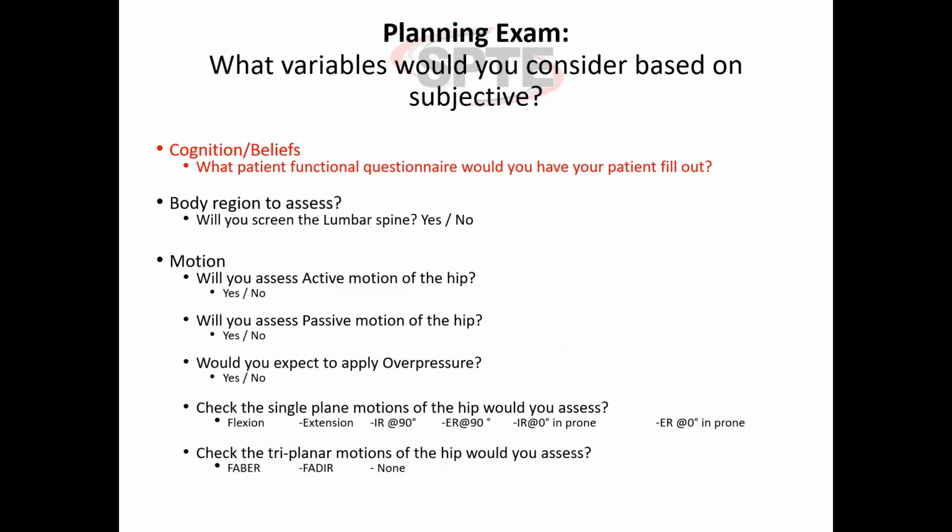So based off of where the patient is currently, I want to ask you a few questions before moving into your objective exam. One, what would be the functional questionnaire that you would have the patient fill out? Are there different body regions you would like to assess, anywhere from the lumbar spine, and then looking more directly at the hip, since this is her primary area of ailment? Would you assess active motion followed by passive? Given her irritability, are you willing to move into overpressures? And what planes would you like to look at of the hip? And then would you move into triplanar motions, including both FABER and FADIR type positions?